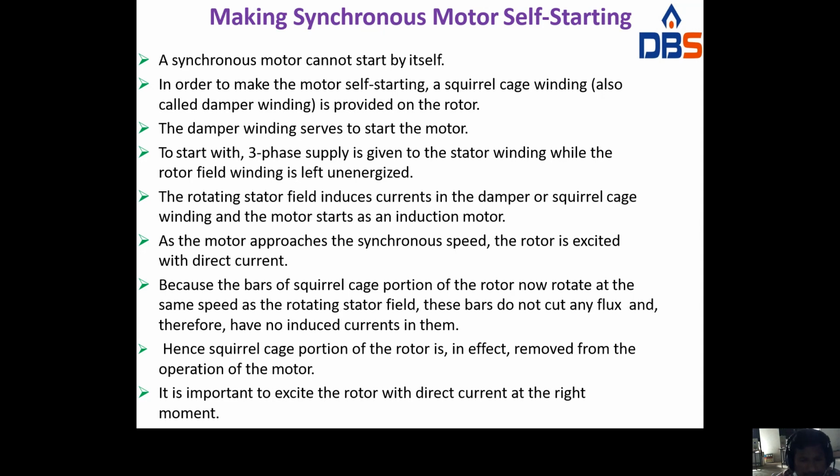As the motor approaches the synchronous speed, the rotor is excited with direct current, because the bars of the squirrel cage portion of the rotor now rotate at the same speed as the rotating stator field. These bars do not cut any flux, so there is no induced current in them. Hence, the squirrel cage portion of the rotor is in effect removed from the operation of the motor. It is important to excite the rotor with direct current at the right moment.